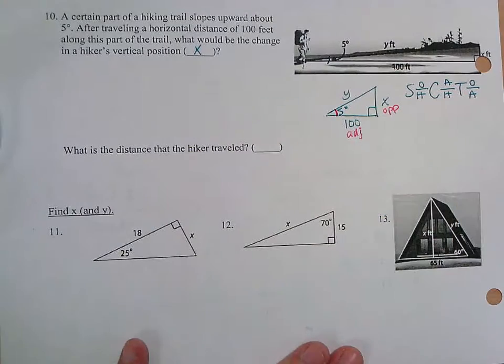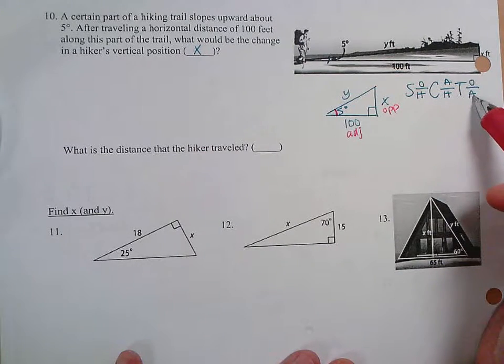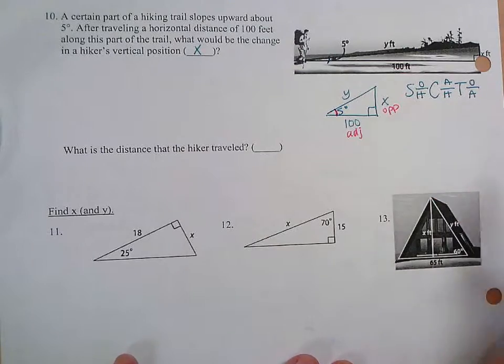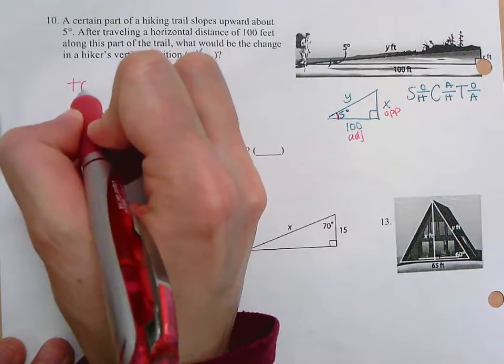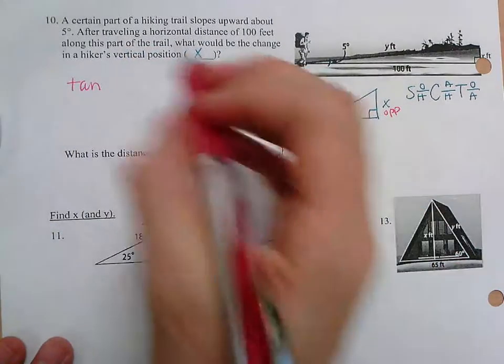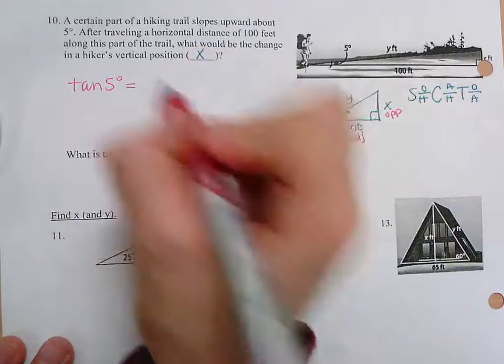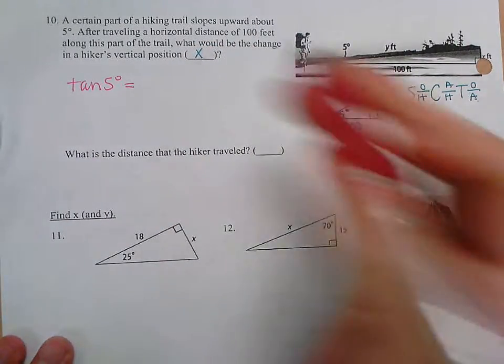So now if I look at my 3 trig ratios, if I have the adjacent and the opposite, which ratio do I need to use? The TOA. I need to use the tangent because I have opposite and adjacent. I don't have the hypotenuse. Sine and cosine both need the hypotenuse. So here's how I'm going to set it up. Tangent, so TAN of my angle, so tangent of 5 degrees, is equal to opposite over adjacent, so X over 100.